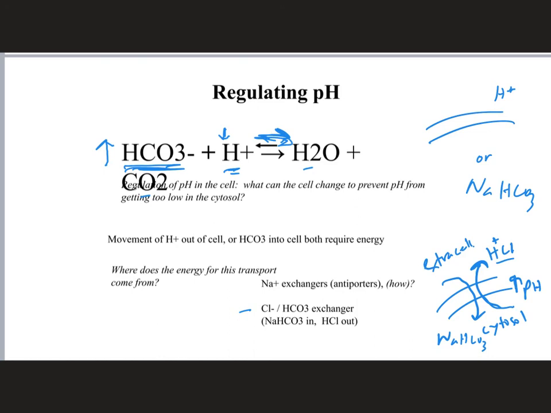But again, it's this coupled exchanger. And sodium, we already know sodium has a high concentration outside the cell. So when this gets pulled in as sodium HCO3, that gives off energy because it's going from high to low. And in giving off energy, it drives our protons from low to high, and that's how our pH can become regulated.